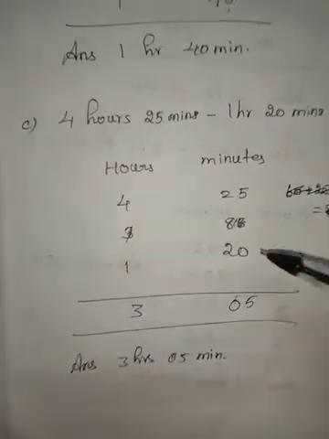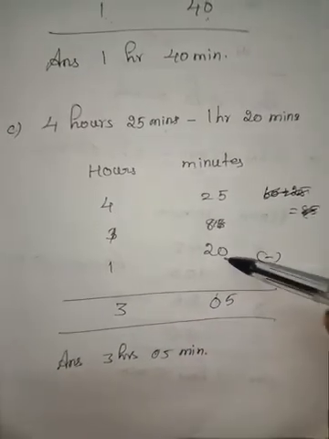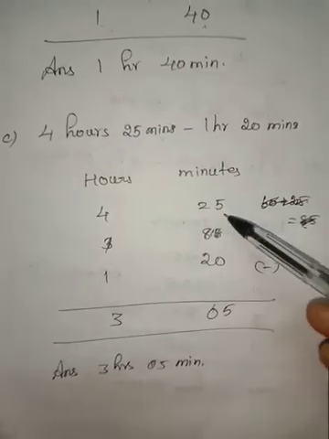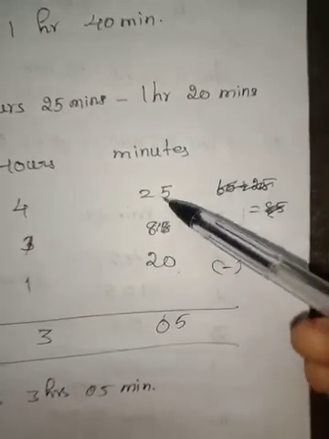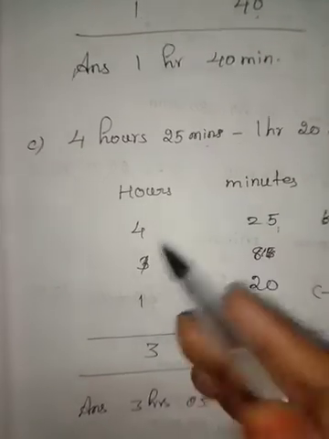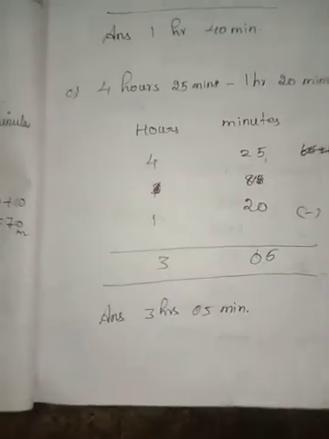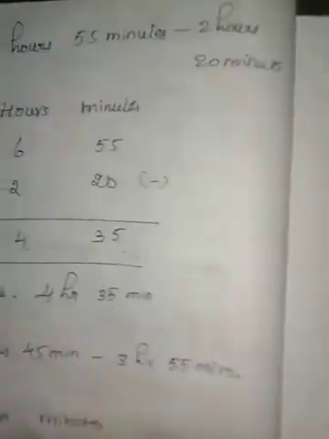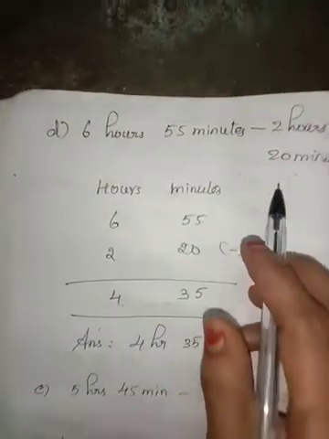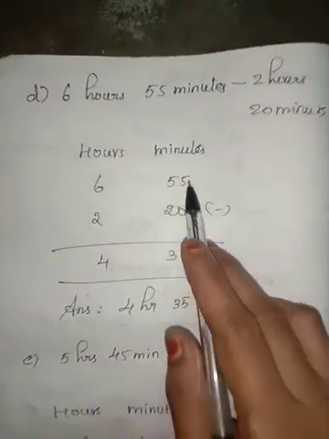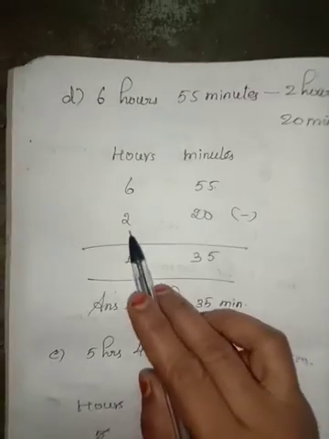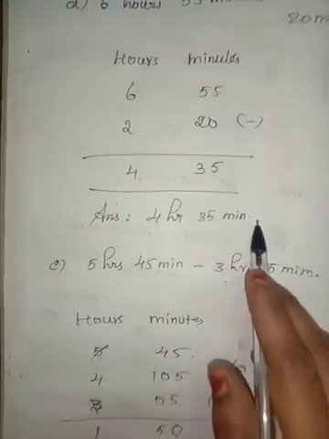Coming to the next one, 1 hour 20 minutes subtracted from 4 hours 25 minutes. So 20 subtracted from 25, we get 5 minutes. 1 subtracted from 4, we get 3. So the answer will become 3 hours 5 minutes. Coming to the next one, ma'am. 6 hours 55 minutes minus 2 hours 20 minutes. So 20 subtracted from 55, we get 35. 2 subtracted from 6, we get 4. So we get 4 hours 35 minutes.